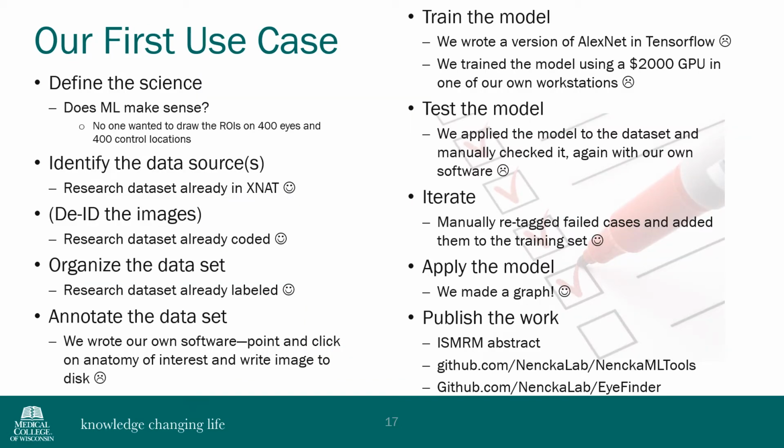So the question becomes, does the science and machine learning make sense? And nobody really wanted to draw 400 regions of interest around eyes and 400 control locations. So that seemed like a good thing, and we'd end up with some efficiency here, using a deep neural network to actually identify those regions of interest rather than having people sit and draw them. For the source of data, it was a research data set, which we already had in XNAT, where it was already coded and already organized with the project.